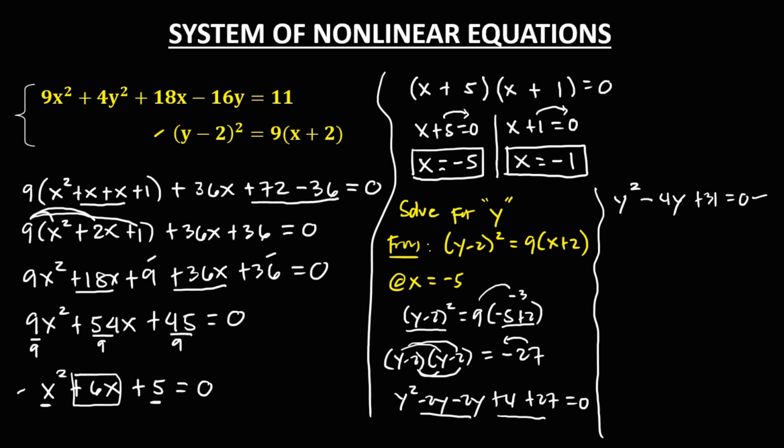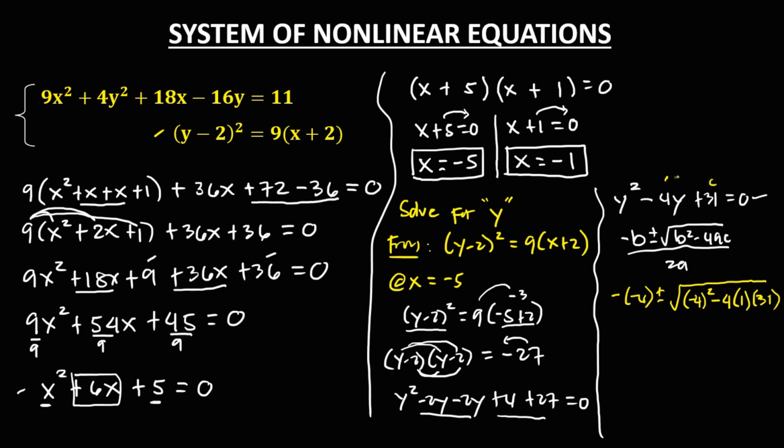the quadratic formula. That's negative b plus or minus the square root of b squared minus 4ac, all over 2a. Then substitute the values. For this given equation, b is negative 4, so negative 4 plus or minus the square root of negative 4 squared minus 4 times a is 1 and c is 31. So this is c, this is b, and this one is a. All over 2 times 1 because a is 1.